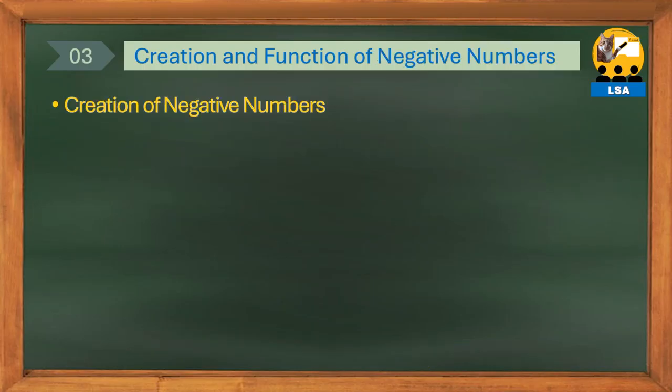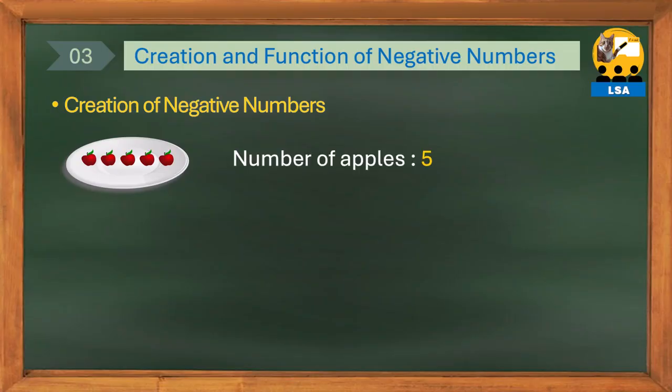Following the creation of natural numbers and 0, it is now time to create negative numbers. A certain person borrowed 5 apples from a friend and put them on a plate. That person expressed the number of apples on the plate as 5 according to the concept of natural numbers, but they realized something was missing.